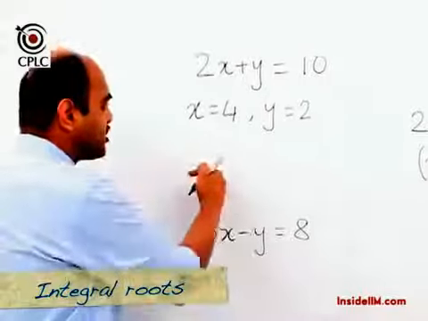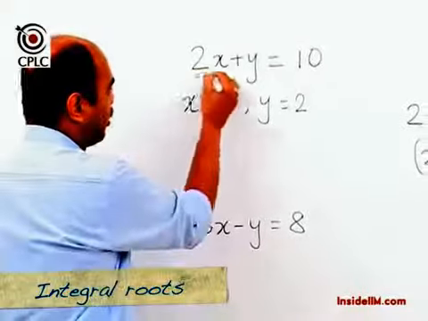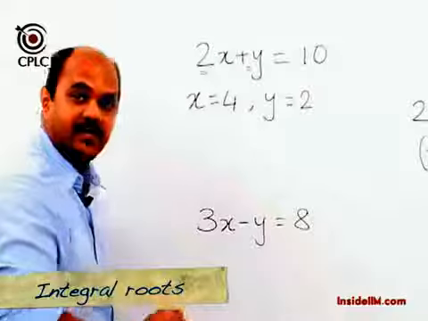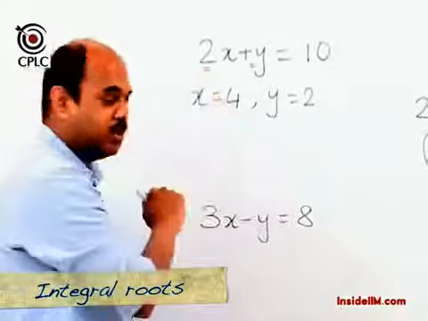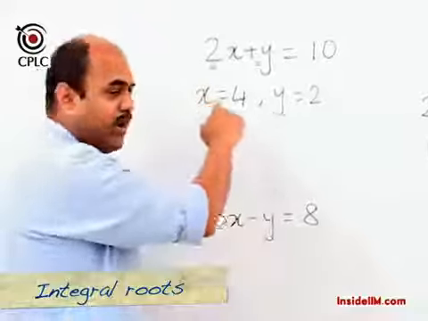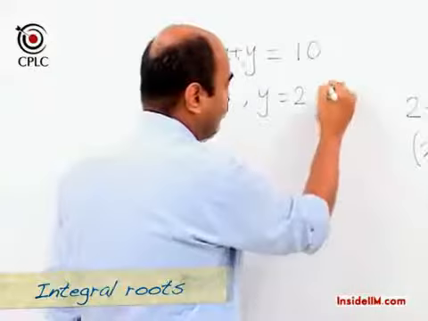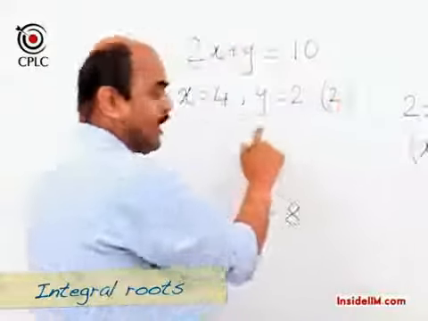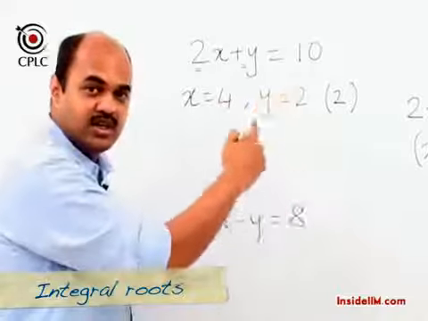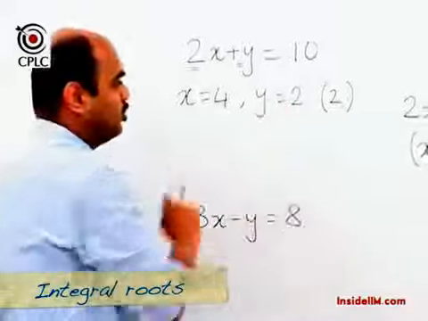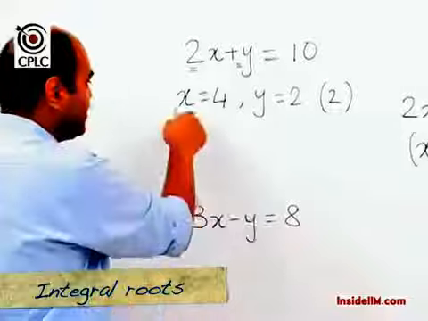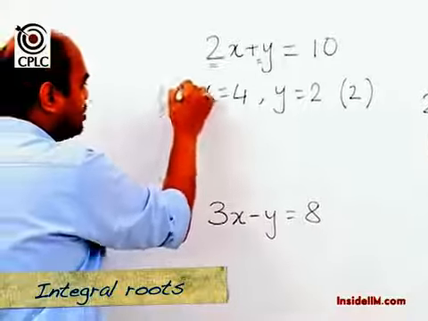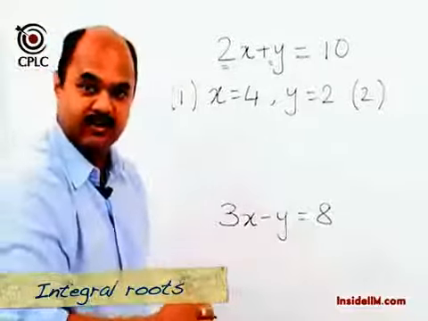Now the other possibilities would depend on the coefficient of x and y. We notice that the coefficient of x here is 2, and hence it would actually impact the value of y, which means the value of y would now keep changing in steps of 2. The coefficient for y is 1, which means the value of x would keep changing in steps of 1.